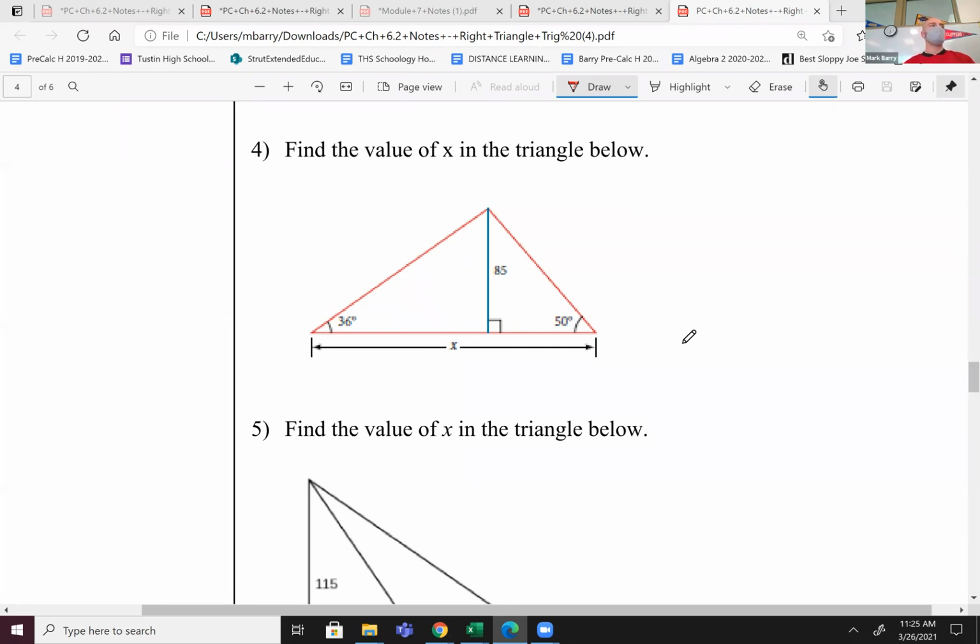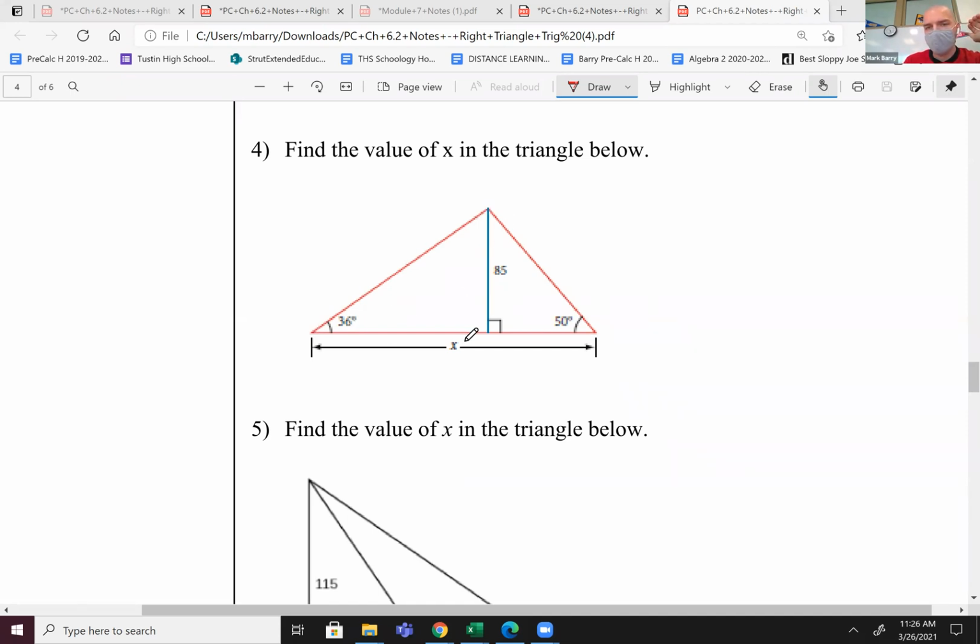All right, so let's take a look at number 4 here. For this one, you can see that they're asking for this x side down here. Thinking back to what we did yesterday, we used SOHCAHTOA to find missing sides. We need a right triangle to find missing sides.